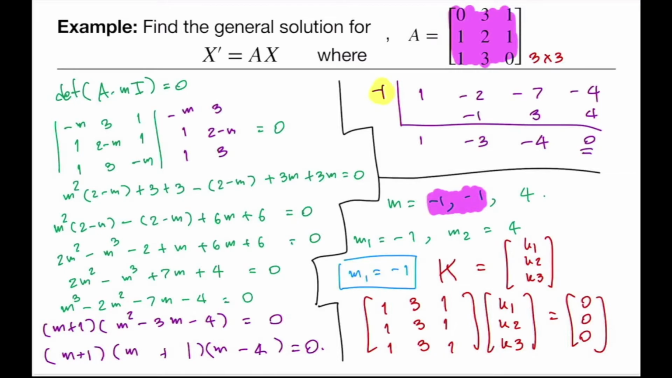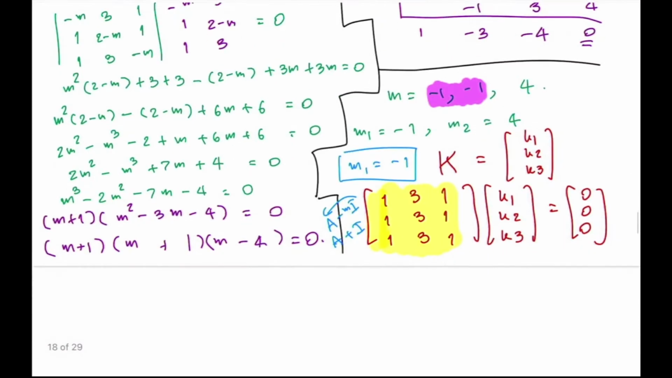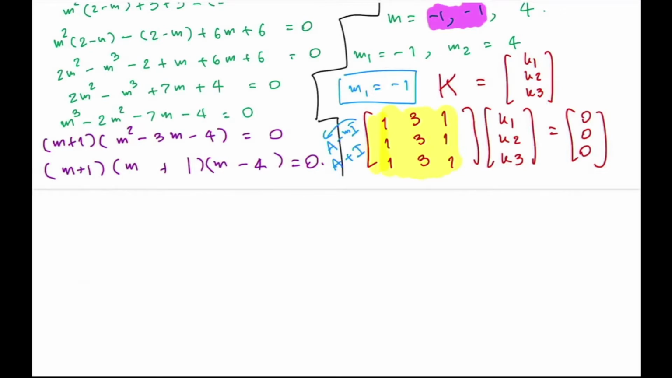Okay? And this matrix is nothing but just a minus mi, right? A minus mi. But don't forget, right now our m is minus 1. So it's a plus I, right? So it means that you need to add 1 to the diagonal. Okay, that's why you get 1 here, 3 here, and 1 here, like that. Okay, so in that case, let me get you a new page. In that case, you would have that k1 plus 3k2 plus k3 equals 0. And you have this same equation 3 times.